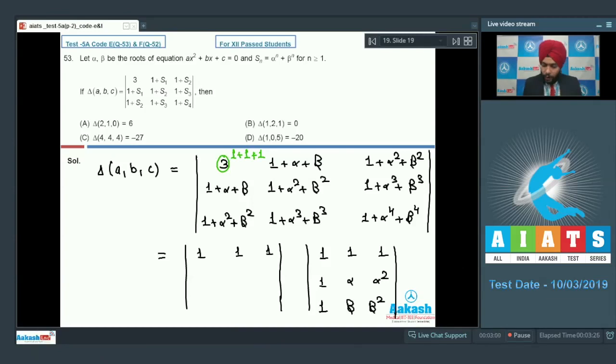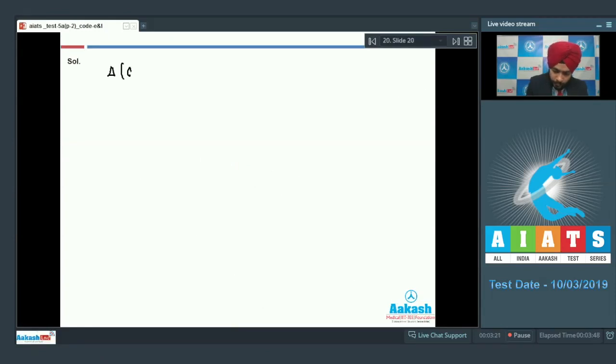So when you are going to obtain the second element by multiplying with 1, 1, 1, you have to keep 1, alpha, beta here. And similarly 1, alpha square, beta square over here. Which means that it is the square of this particular determinant mentioned over there, because these two determinants are the same. So delta ABC is simply the square of the determinant 1, 1, 1, 1 alpha beta, 1 alpha square beta square.